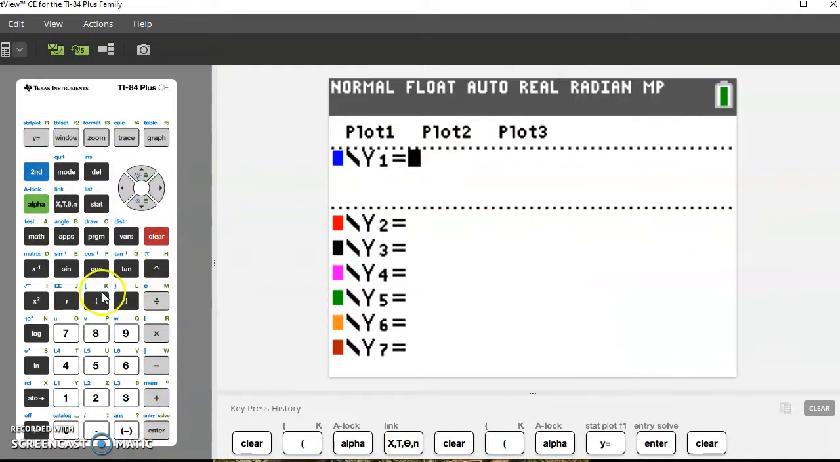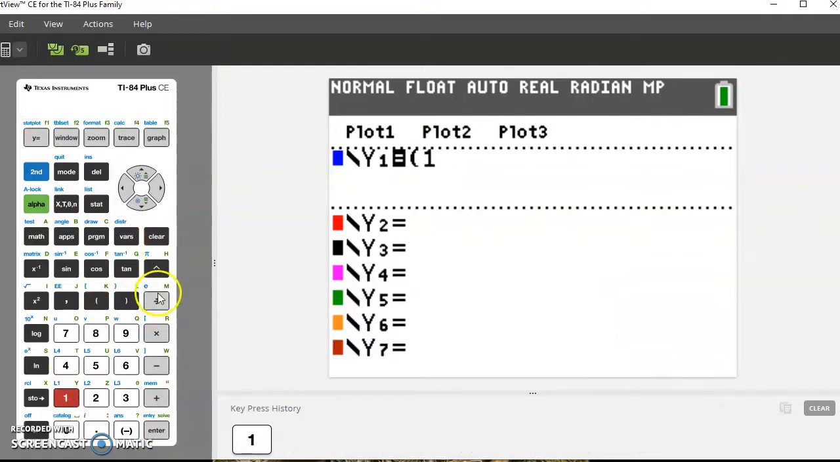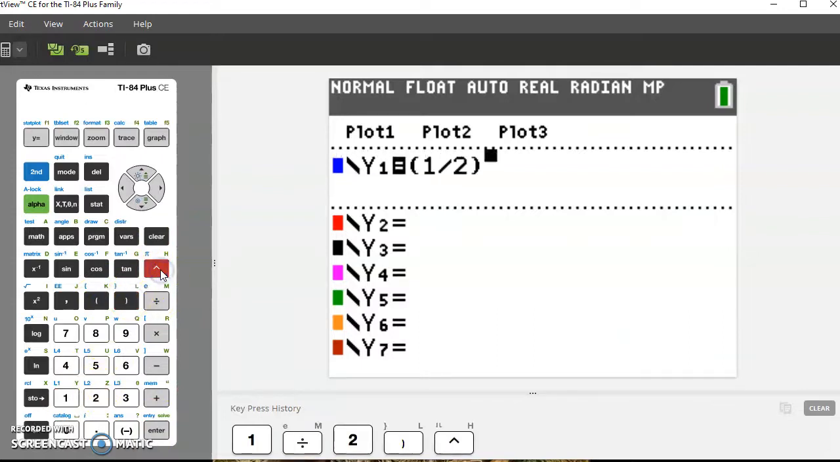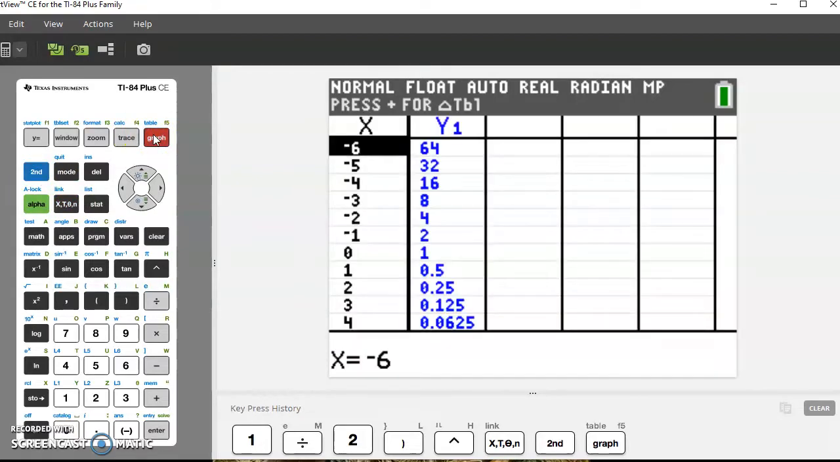You can also just do 1 divided by 2 as well. However you want to do it, but you need to make sure it says 1/2 raised to the x. Very important that you put it in parentheses as well. Once you have it typed however you want, go to your table of values.